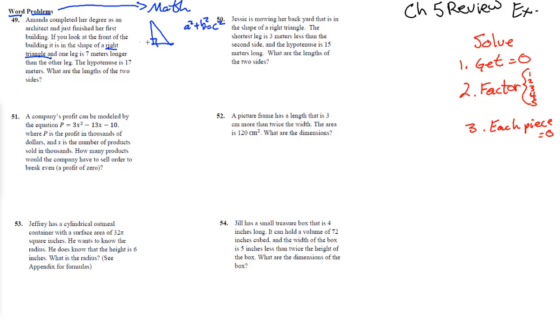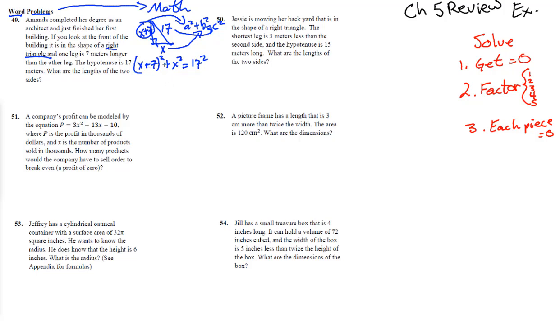It says one leg, this long leg right here, is 7 meters longer than the other. So if this is x down here, this would be x plus 7. And then the hypotenuse is 17 meters right there. What are the lengths of the two sides? The formula that goes with a right triangle, a squared plus b squared equals c squared, allows us to see what will happen. We've got to put that guy in for a, that guy in for b, and 17 in for c. And we get the equation (x plus 7) squared plus x squared equals 17 squared.